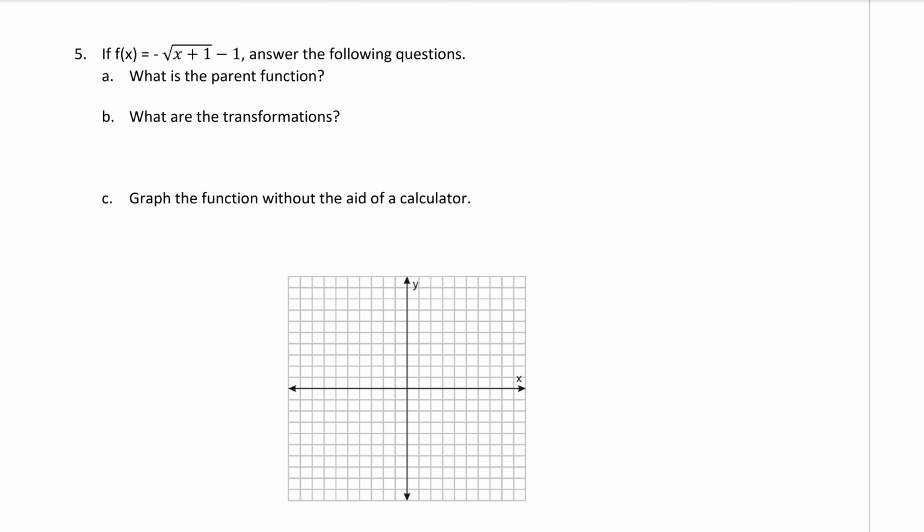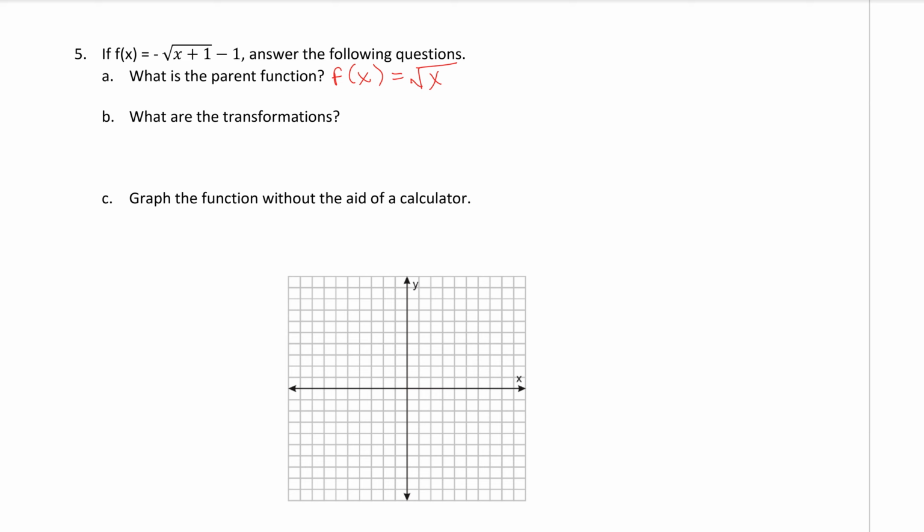Now, number 5, something that we've been doing. We're going to look at an equation. First thing that we're going to do is we're going to tell what the parent function is, okay? Parent function, there's only a handful. If you're using your cheat sheet, you would know that if there's a square root in my problem, I know that my parent function is f of x equals the square root of x.